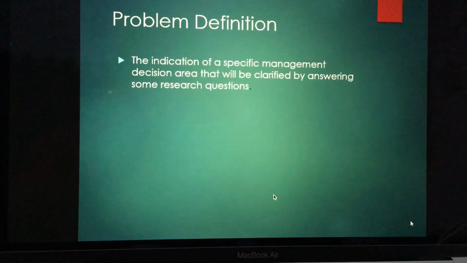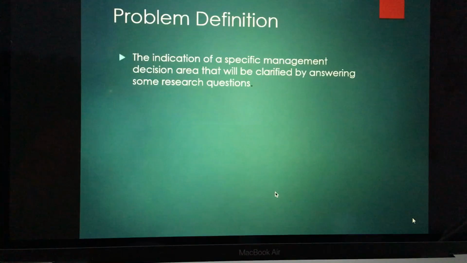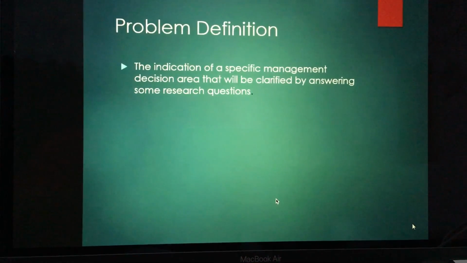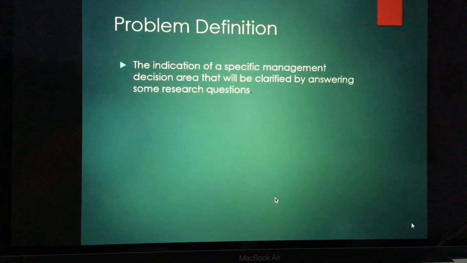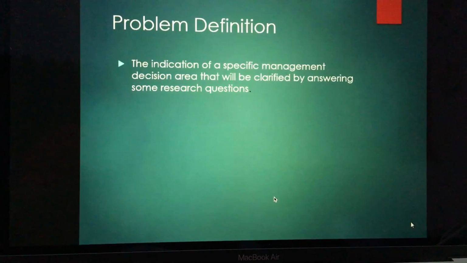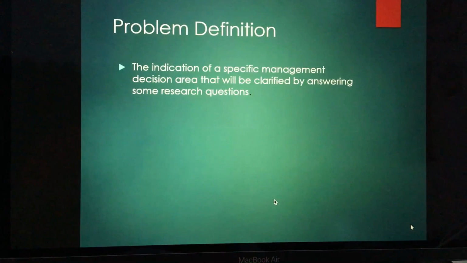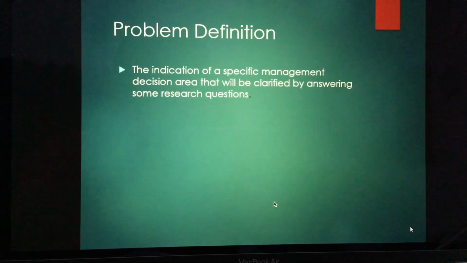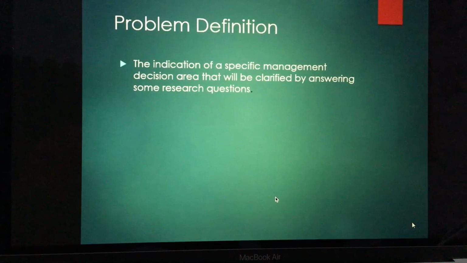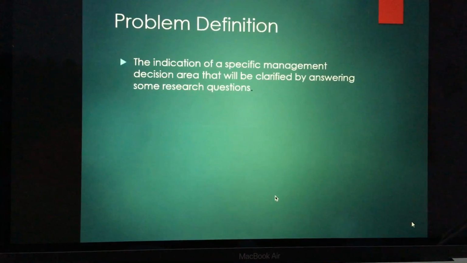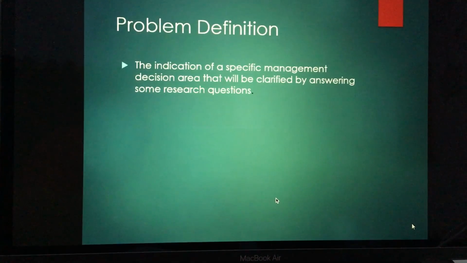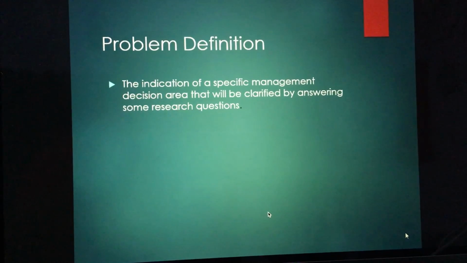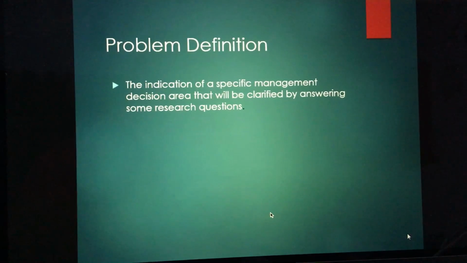Now, I hope you understand what we mean by a problem. Don't go by the common meaning of the word problem. Don't think in terms of it being an issue, a difficulty, or that there is something bad going on. No, we are talking about a decision problem. Decision problem means we have to take a decision and we don't have enough information, right? So that is called a decision problem.